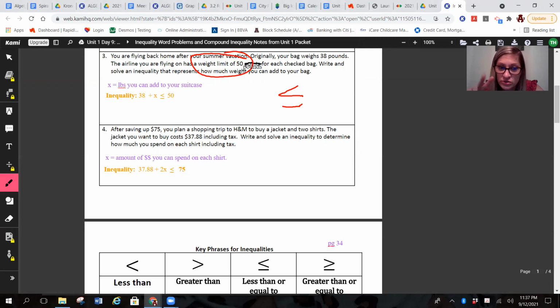You're going to buy 2 shirts. You're going to buy a $37.88 jacket. So $37.88 plus 2 shirts, 2X, has to be less than or equal to $75 because you only have $75 to spend, which is less than or equal to.